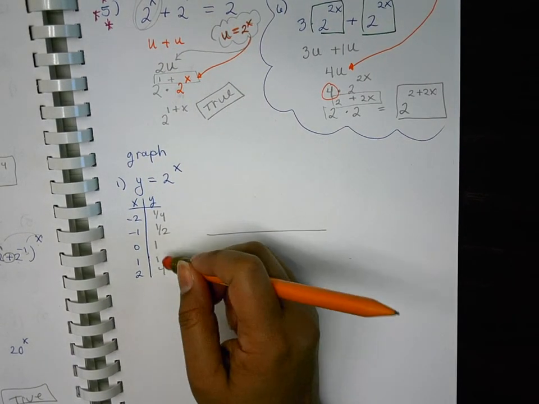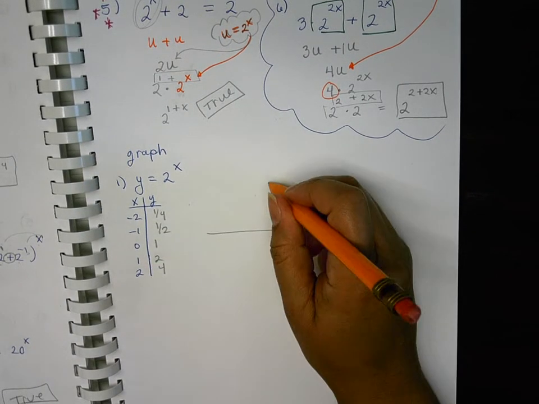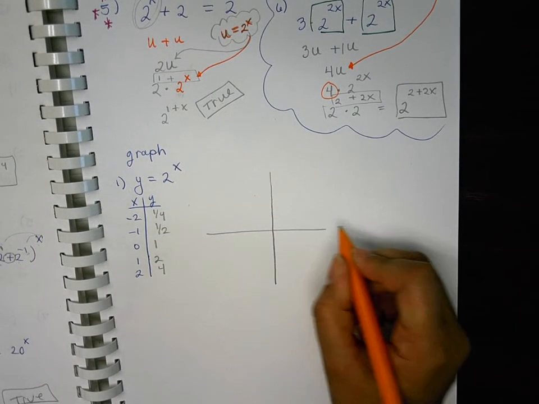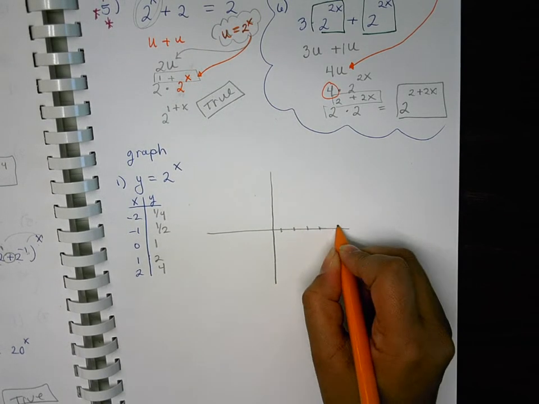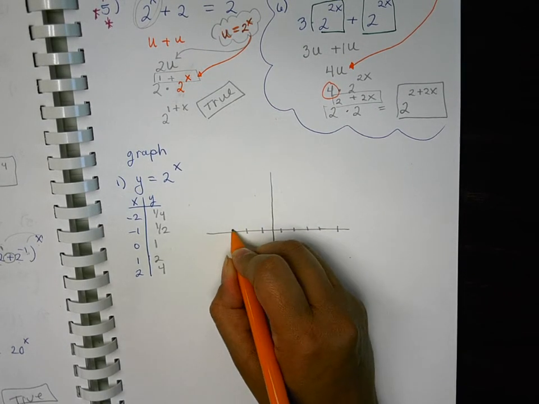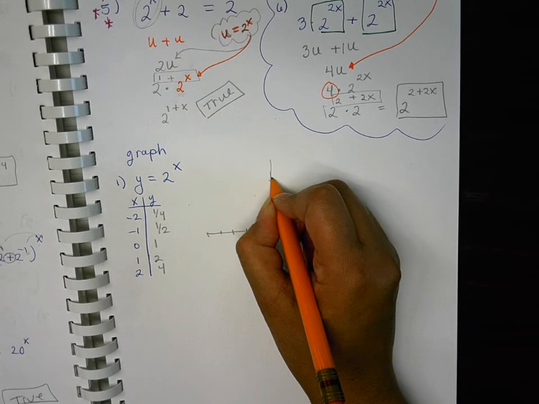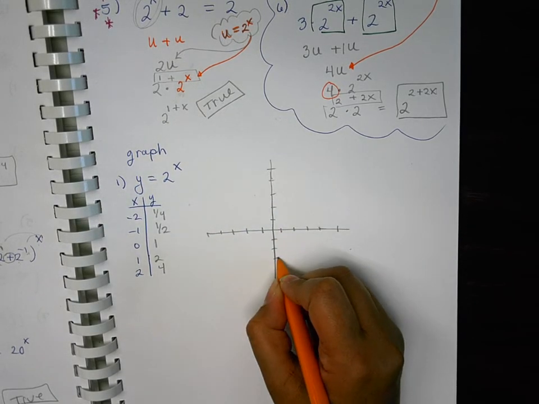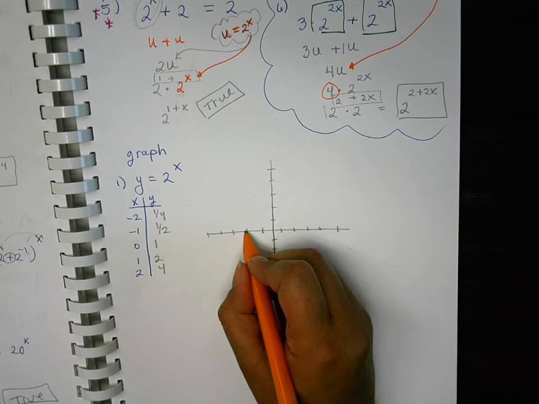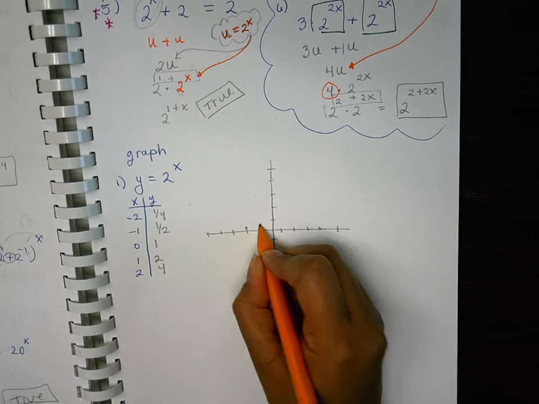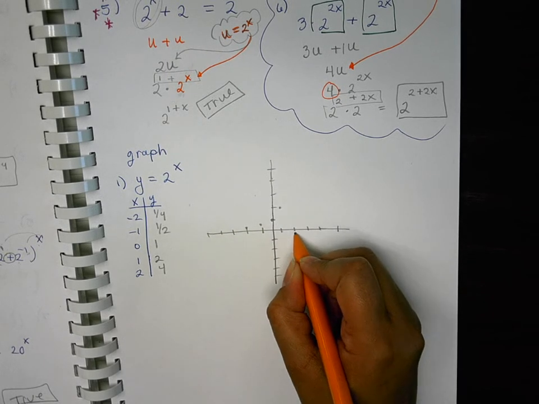Sorry for those of you that were writing with me. You guys said it, I repeated it, but for whatever reason my hand did not work. All right. -2 up 1/4. -1 up 1/2. 0, 1. 1, 2, and 2, 4.